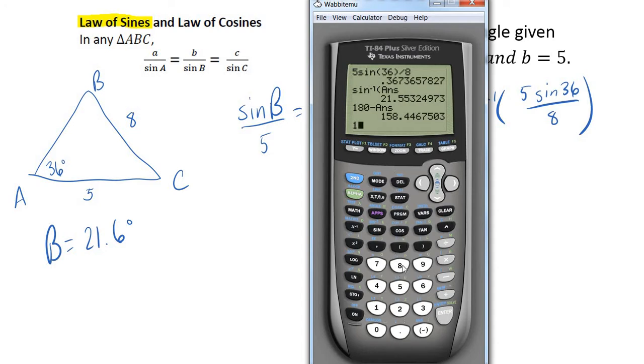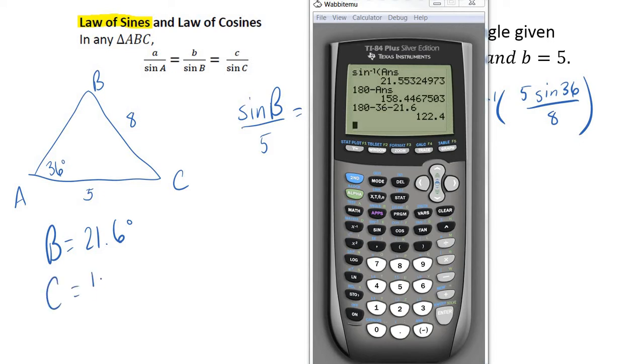So 180 minus 36, we know there's a 36 in there, minus 21.6, that's going to give us angle C, and it is 122.4. Again, my drawing doesn't look like that, so that's okay. Just sketch a triangle and then trust your labels. We want to label things accurately. And now we just need to find side C, right? So let's go ahead and set that up.